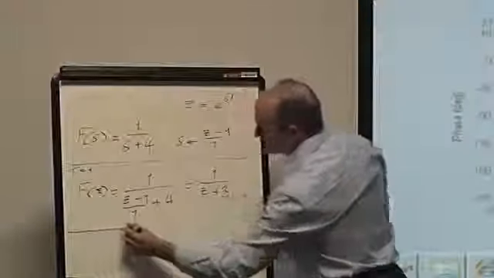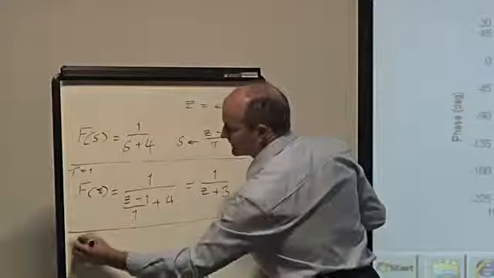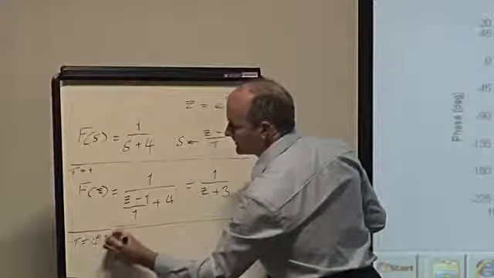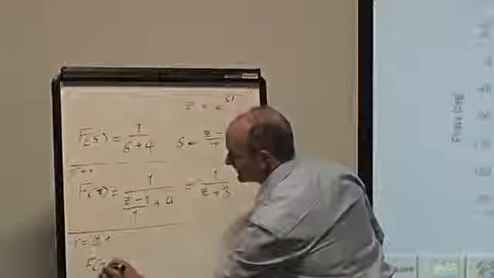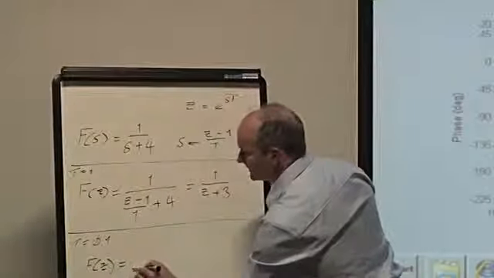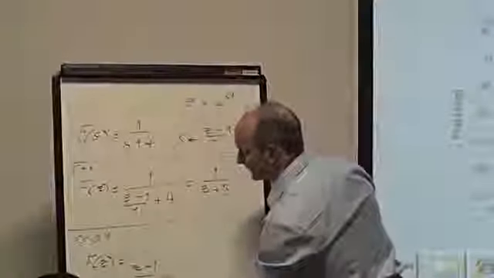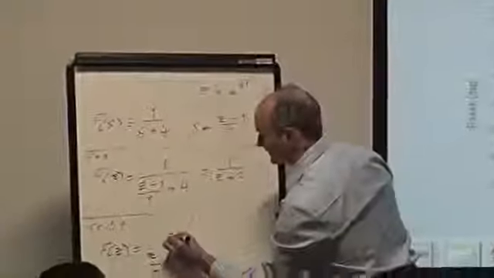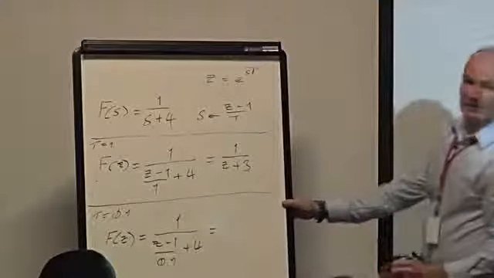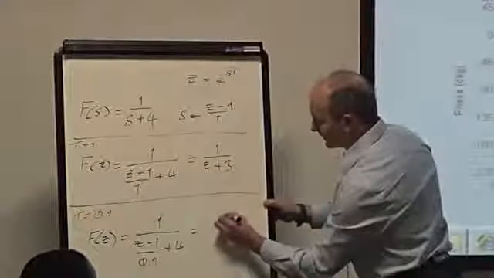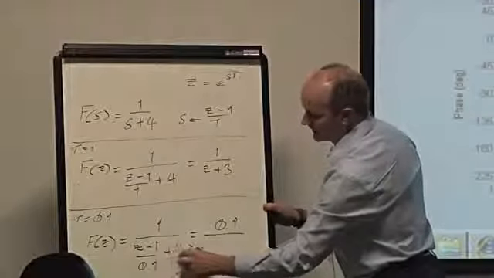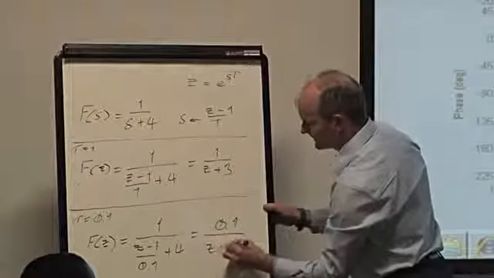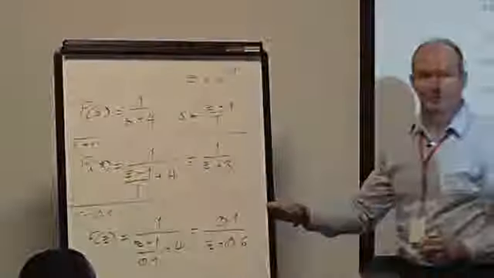Now let's repeat the exercise, but this time we'll use a faster sample rate. For example, 10 Hertz, t equals 0.1. What we're going to get is f of z equals 1 over (z minus 1) divided by 0.1, plus 4. What's that? Well, let's multiply through by 0.1. And what's on the bottom line is z minus 1 plus 0.4. That's going to be z minus 0.6. Stable. We're back inside the unit circle.